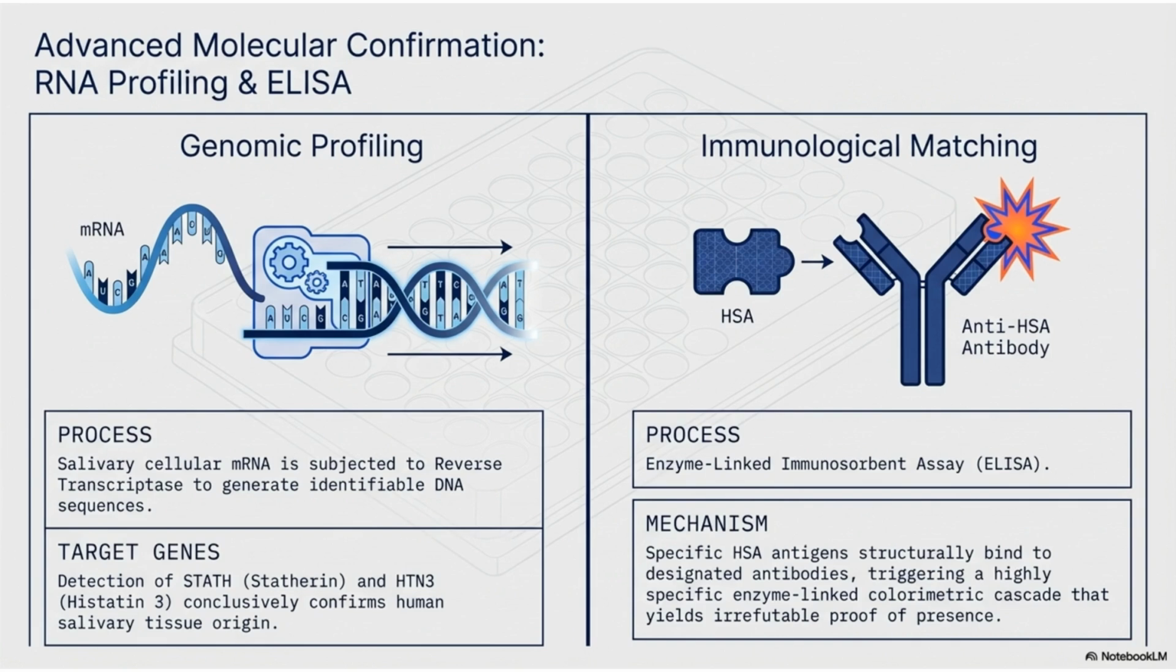Genomic profiling detects STATH and HTN3 genes, conclusively confirming human salivary tissue origin. ELISA involves specific HSA antigens binding to antibodies, triggering a highly specific colorimetric cascade for irrefutable proof.